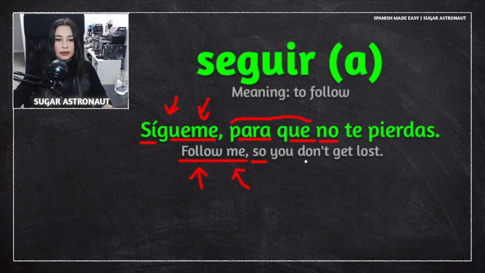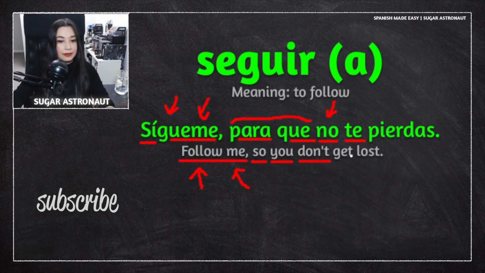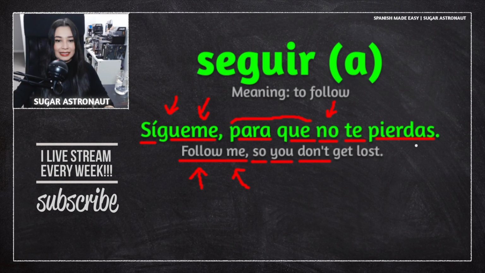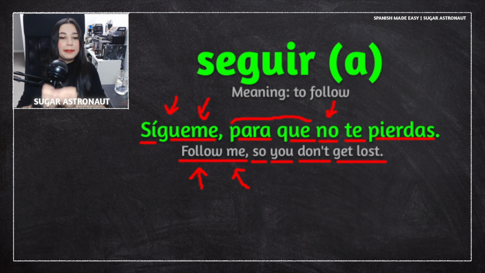No, don't. No, remember in Spanish we don't have something, because in English you have no and don't, right? In Spanish we just use no, okay? No. Te, tú, te, okay? So this is similar to saying you. We don't need tú, but we need te, okay? Pierdas, get lost, okay? Sígueme para que no te pierdas. Follow me so you don't get lost.